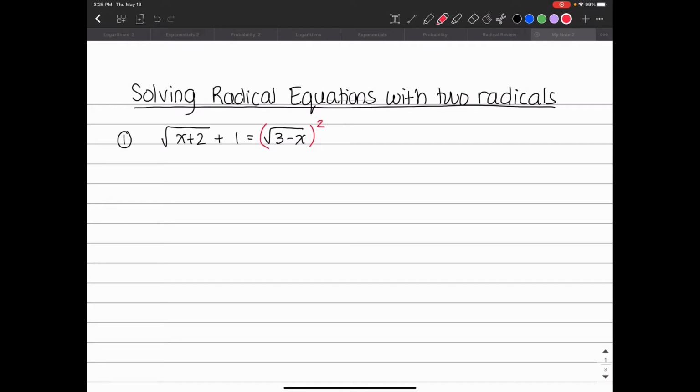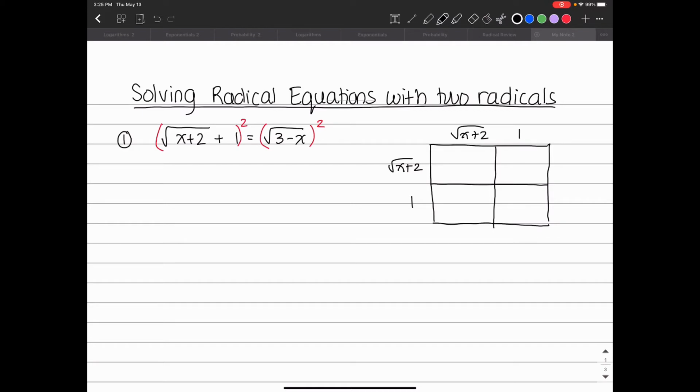If I do that on the right, I have to do that on the left. So I'm squaring the entire left-hand side. It will help me to make an area square off to the side here so I don't make any mistakes. I'm multiplying the square root of x plus 2 plus 1 times the square root of x plus 2 plus 1. Square root of x plus 2 times the square root of x plus 2 is x plus 2. That's the square root of x plus 2 squared. Square root of x plus 2 times 1 is the square root of x plus 2. Same here, square root of x plus 2, and 1 times 1 is 1.